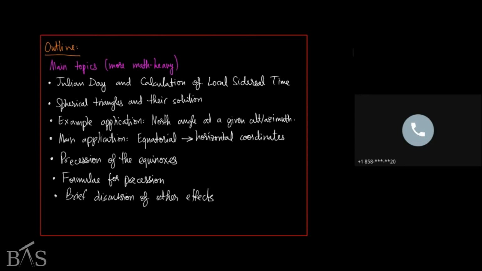Then we'll go to the main application, which is to convert equatorial to horizontal coordinates. Because what you get in a catalog of stars is equatorial coordinates, and you have to convert them to horizontal coordinates to figure out where the star is in your sky.